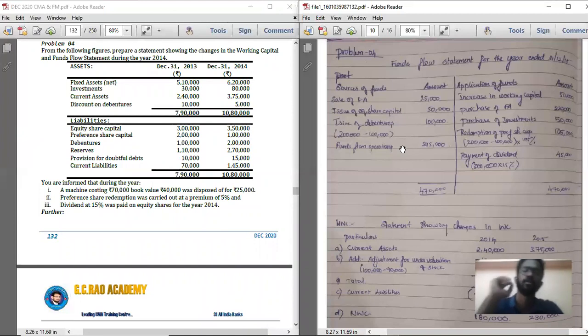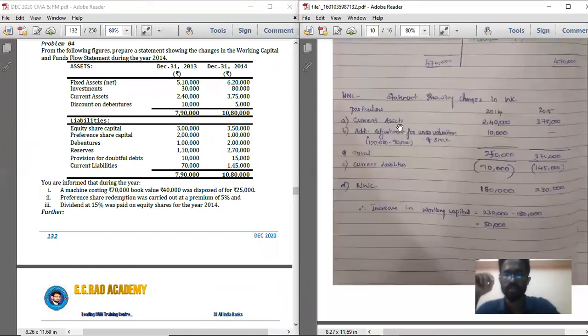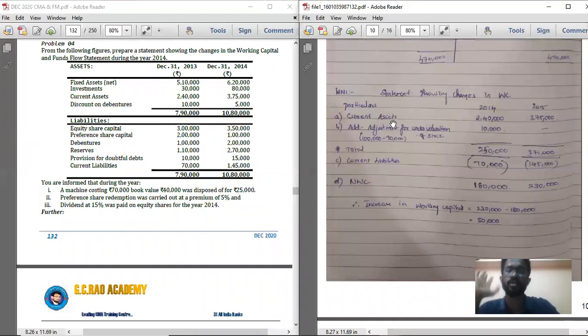So problem number 4, first we should put the fund flow statement. What is the format? Source of funds, amount, and application of funds, amount. Below that, first working note number 1. What is working note number 1? Changes in working capital. How will you calculate changes in working capital? Current assets minus current liabilities.